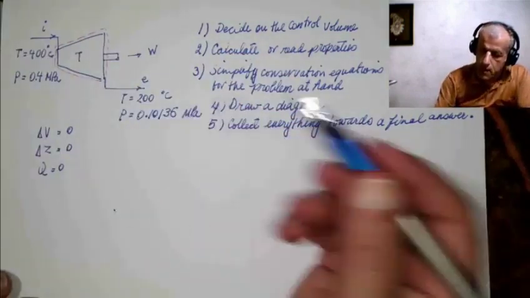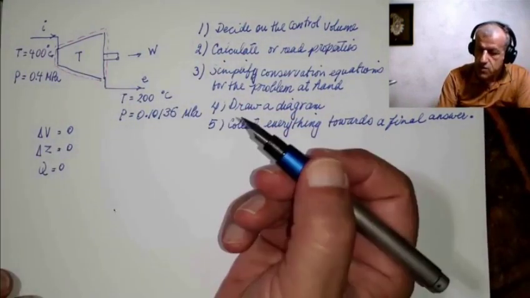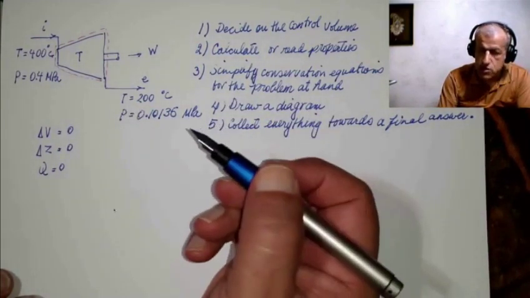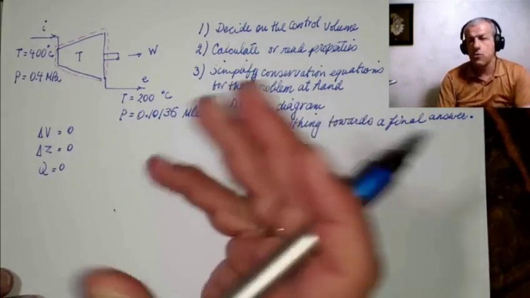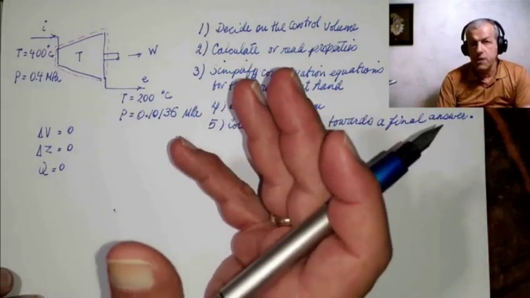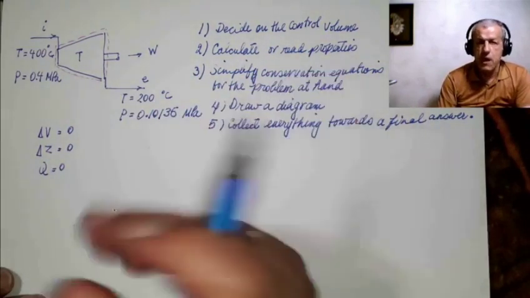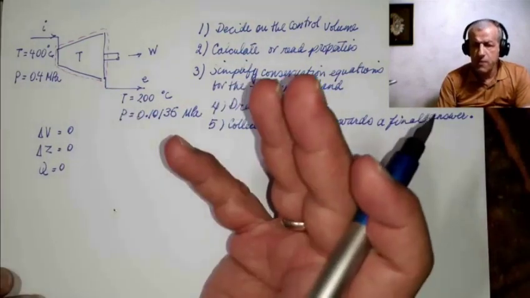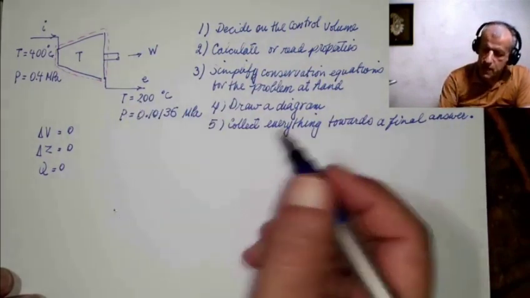Now, having decided on the control volume, we simplify our conservation equations. You don't need to do these things in order, or you don't need to do them completely. You might do them alternatively, do one and a half and then complete it later on. Depends on the problem how you do it, but these are the steps you have to take.